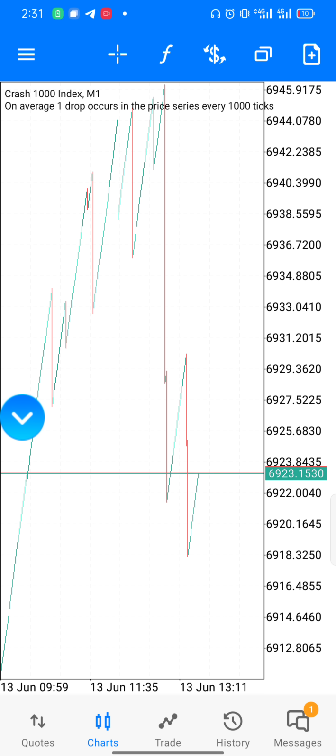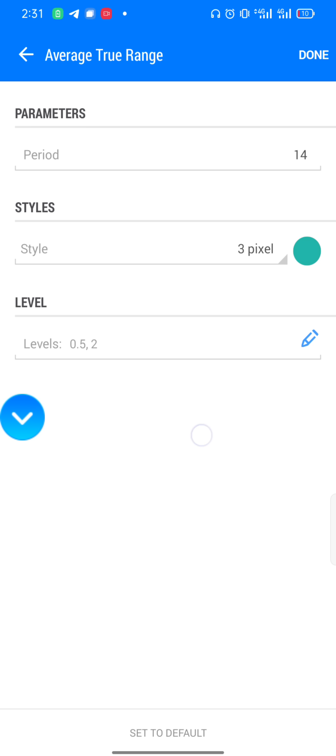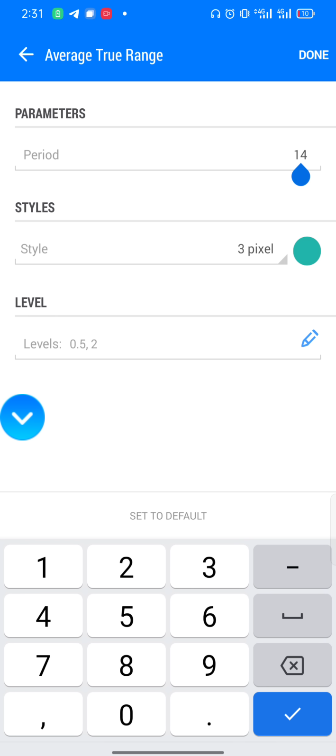So let's get in. The first indicator, guys, that we need is the average true range. For the average true range, you set your period to 14. You can see on my screen I'm using period 14 right there. Then for the style, I'll be using 3 pixel.